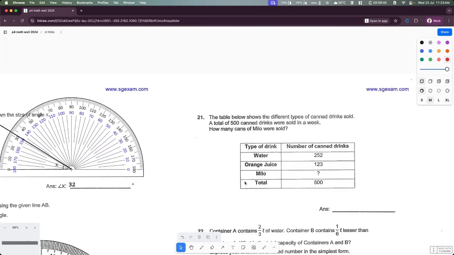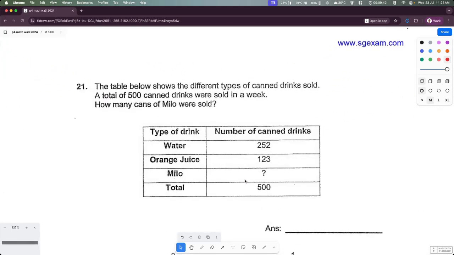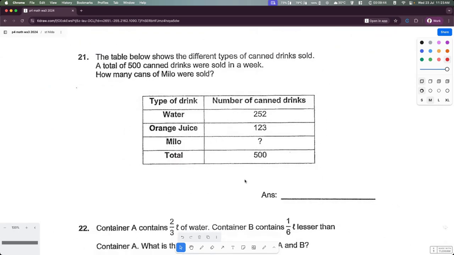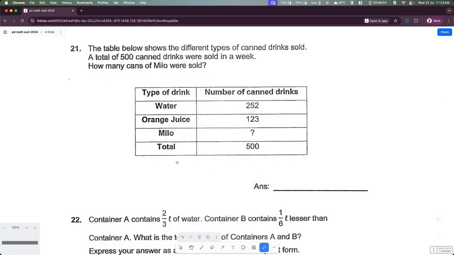Right, let's move on to question 21. The table below shows the different types of canned drinks sold. A total of 500 canned drinks were sold in a week. How many cans of Milo were sold? So we know the total, which is 500, and we know the different drinks: water, orange juice. Now we want to know what's the Milo, right?